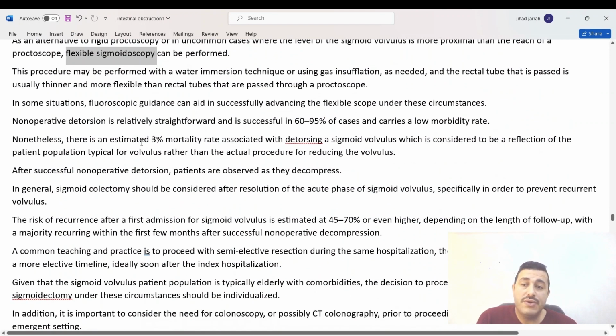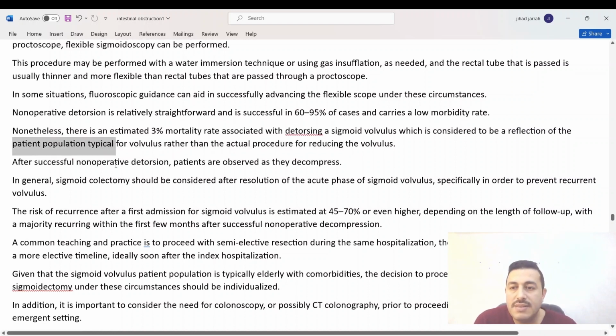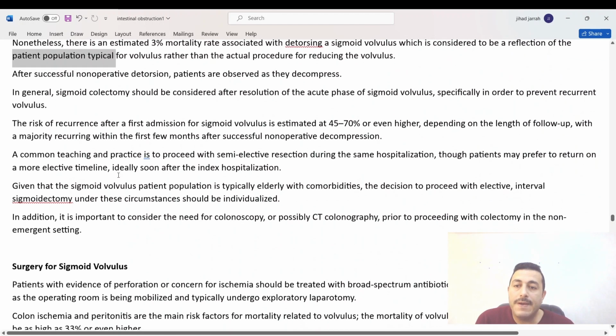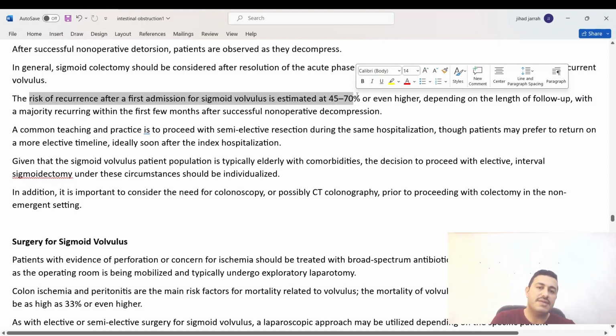Also, the mortality rate is 3%, and this is not associated with detorsion itself. It's a reflection of the patient population. They all have multiple comorbidities. So, okay. The risk of recurrence after first admission of sigmoid volvulus is up to 70%.